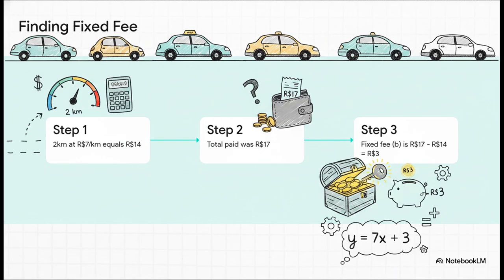We just take what we learned and apply it backward to ride 1. We know a 2-kilometer ride at our new rate of 7 reais a kilometer should cost 14 reais for the distance itself. But wait, the total receipt said 17 reais. So where did those extra 3 reais come from? That is your hidden entry fee. 17 minus 14 is 3. Just like that, we've unlocked the full hidden rule. Y equals 7x plus 3.